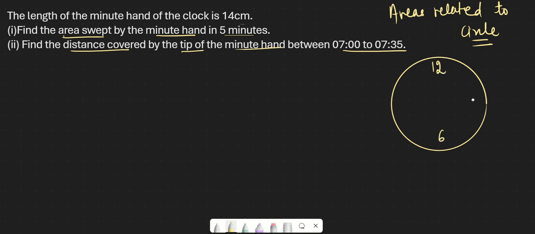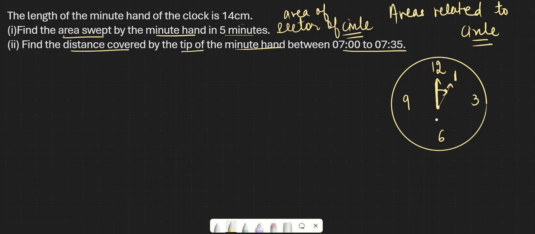So this is the basic shape of a clock. The minute hand starts from 12, and the area swept by the minute hand in 5 minutes means it will come to the position of 1, and this entire thing moves from here to here. So when we need to find the area swept by any hand, it could be the minute hand or the hour hand, which will come later, in the given time period, we need to find a sector of the circle. The shape made by the minute hand is a sector, so we need to find the area of the sector.